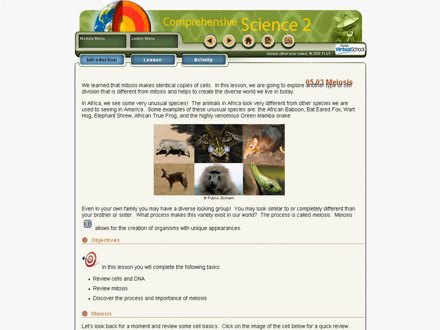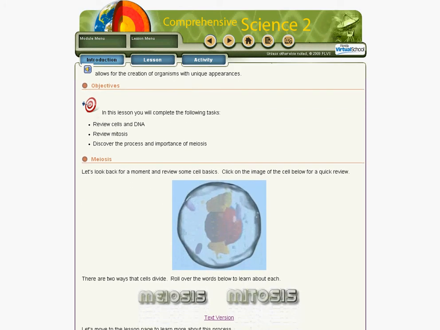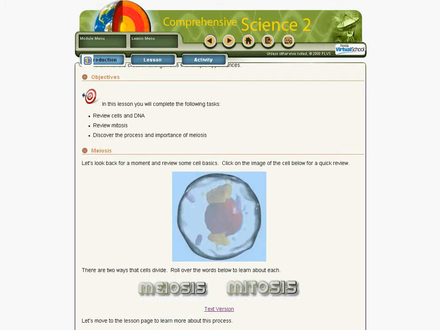What process makes this variety exist in our world? The process is called meiosis. Meiosis allows for the creation of organisms with unique appearances. The objectives in this activity are that you will complete the following tasks: review cells and DNA, review mitosis, discover the process and importance of meiosis.